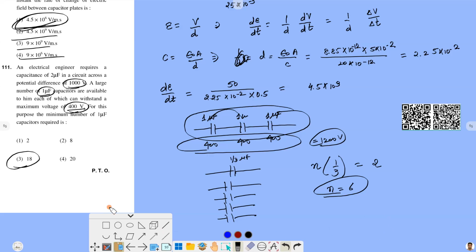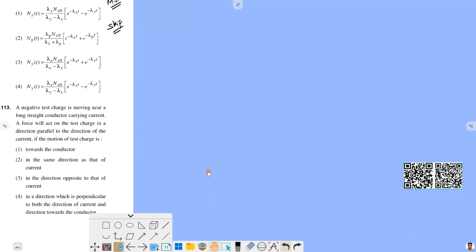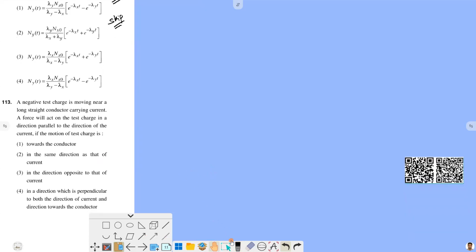Now let's move to the next question, that is 112. A radioactive nucleus X with decay constant lambda X transforms into another radioactive nucleus Y with decay constant lambda Y. Initially, the sample contains nuclei X only with population NX. Note the population of Y as a function of time. So this question is basically related to MSc nuclear physics concepts. So we are going to skip this type of question. Now with this, let's move to the next one, 113.